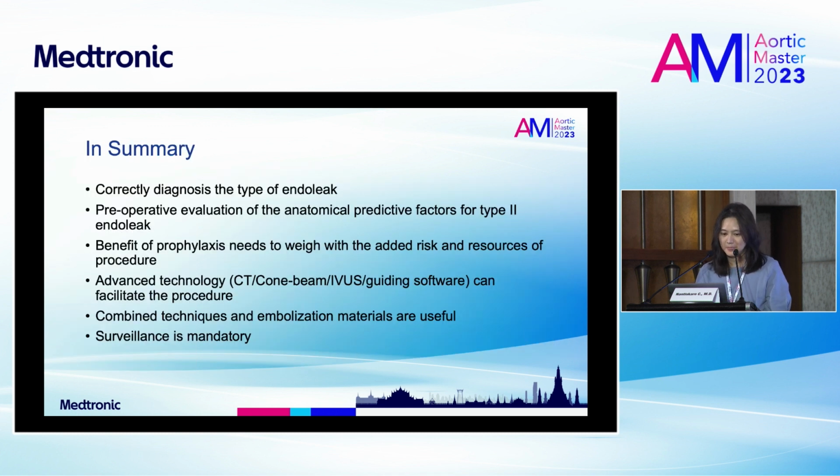Okay, so in summary, the first step is to correctly diagnose the type of the endoleak, which leads to complete and successful treatment of the endoleak, and preoperative evaluation of the anatomical predictive factors for type 2 endoleak. And you need to decide whether to do prophylaxis or not. You need to weigh the risk and benefit and all the resources of the procedure.